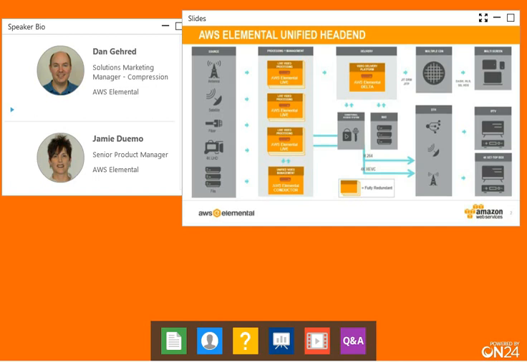There's also the evolution of video codecs themselves, as new codecs arise and the gap gets closed between codecs that are used for multi-screen and primary screen. This helps push a broadcaster or an operator in the direction of, well, maybe I should just be combining my workflows, because the video compression that I need to use is actually getting more and more similar.